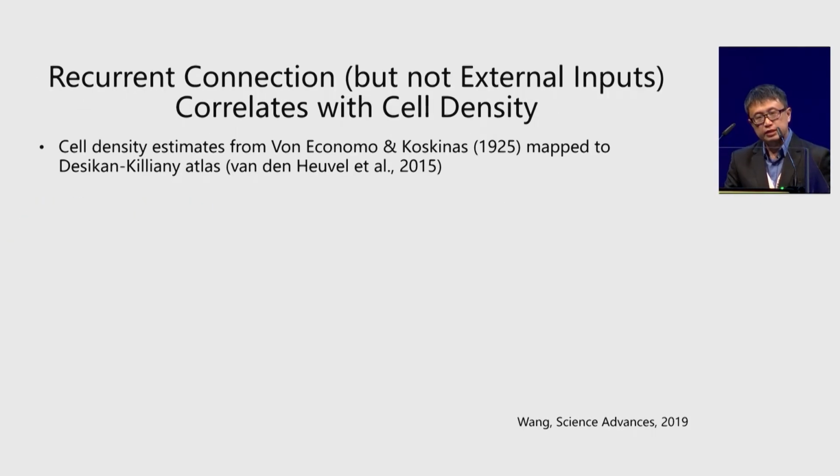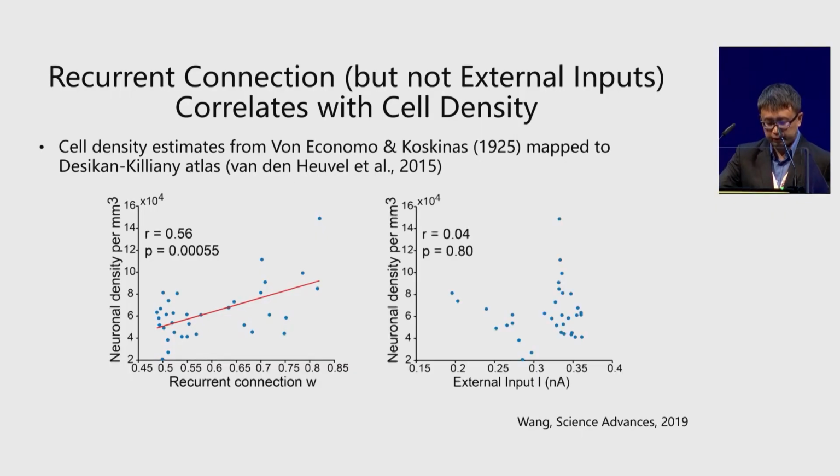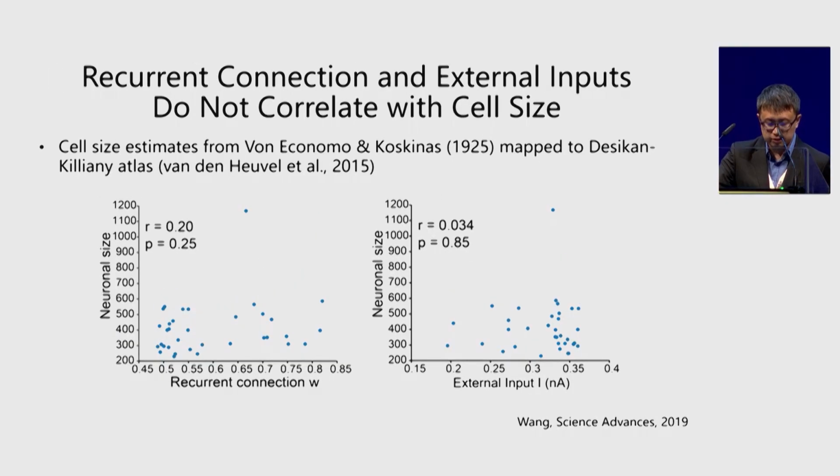We also take cellular density estimates from Martijn van den Heuvel, right? And we found that the recurrent connection strength is correlated with neuronal density, right? But not so for external inputs. And then we also look at cell size. In this case, cell size is not correlated with anything.